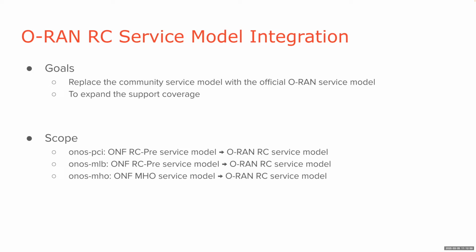That is the goal. And like I mentioned, the scope is those three xApplications: PCI, MLB, and MHO. PCI used the ONF RC-PRE service model, and MLB also used the ONF RC-PRE service model, but they changed it to the O-RAN RC service model now. And MHO, mobile handover, previously used the ONF MHO service model, but now it's using the O-RAN RC service model, the official service model.